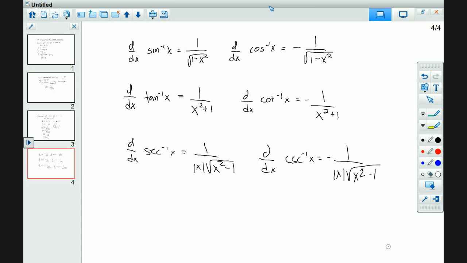When you're done, I'll show you one. Pick one. So you want me to show you the sine one? The derivatives of inverse trig functions.